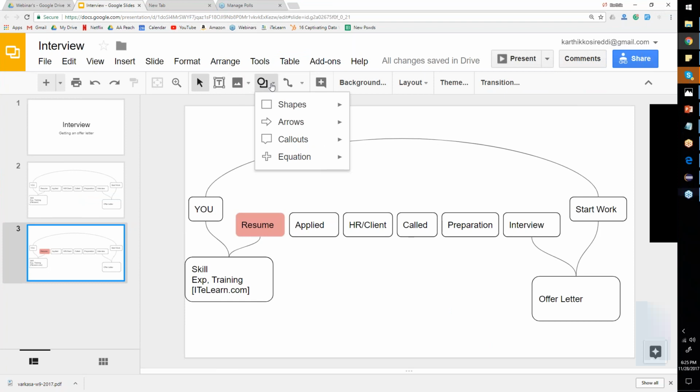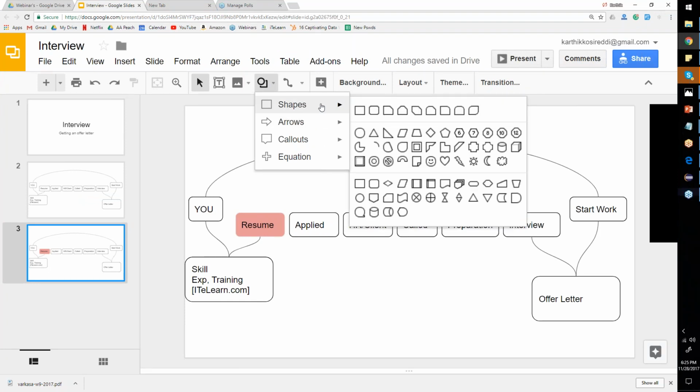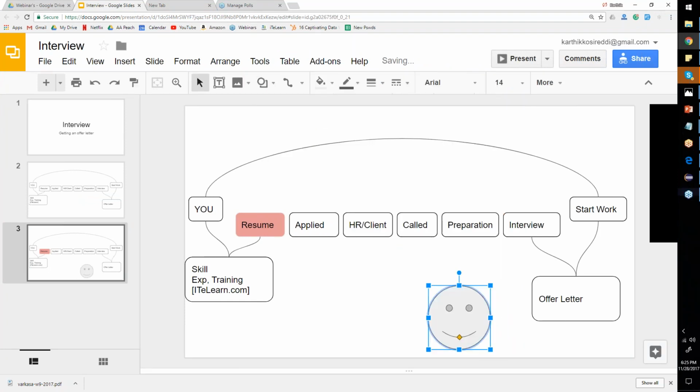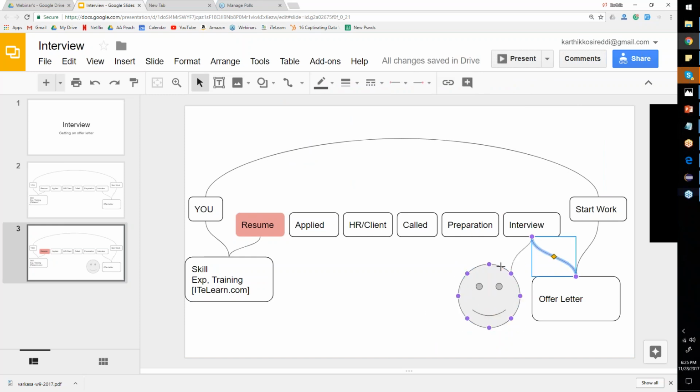So, which means shapes. Is there a human shape? Okay. There's a smile icon. Okay, there is a human. All right. Who's there between the interview and the offer letter? Yes? Is that agreeable?